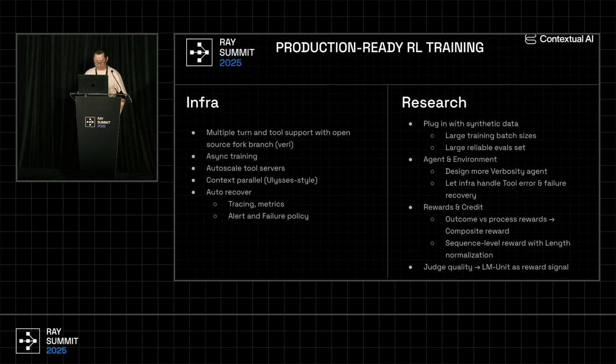For the reward and credit side, we chose something in the middle, so we combine both outcome and process reward. Especially for the reward level, at that time we used GRPO at the token level. Later we borrowed the GSPO idea to do sequence-level reward, but with length normalization. On the reward side, we also leverage our in-house model, LMUnit, to generate the reward signal.